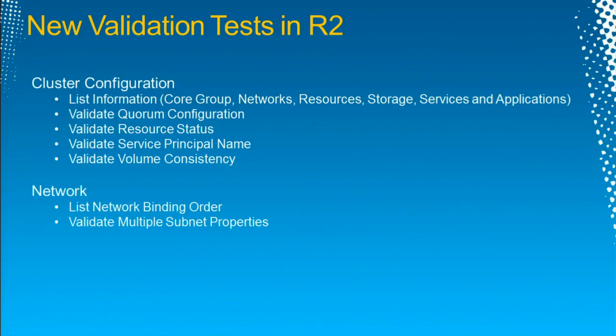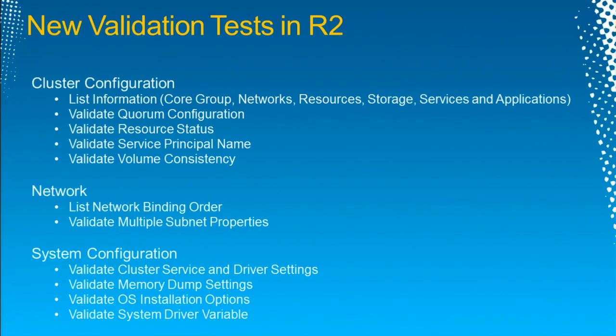Some of the networking stuff, we're actually looking at the network binding order. Not the cluster network order, but the actual Windows binding order in case you need to change it. If you're on a multi-site cluster with multiple subnets, we'll check that as well. Some of the consistent configuration, basically, is the cluster service set correctly? Is the cluster disk set correctly?